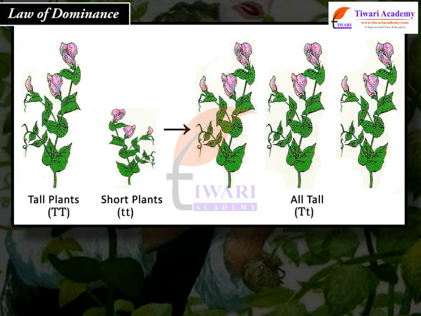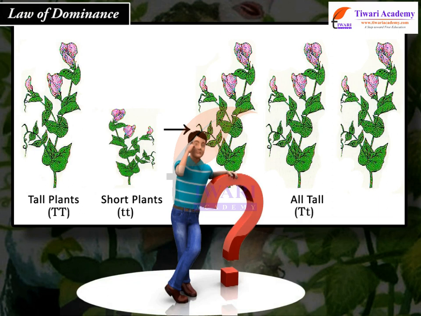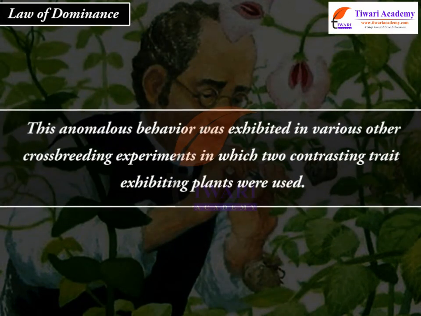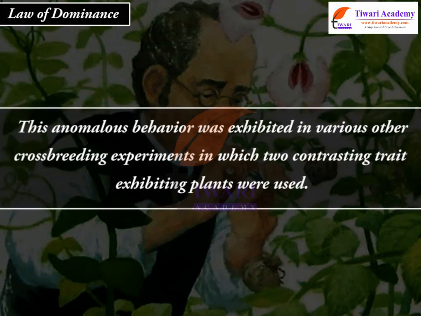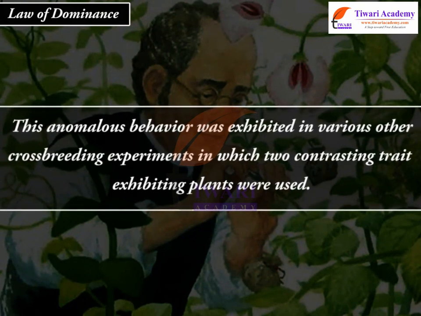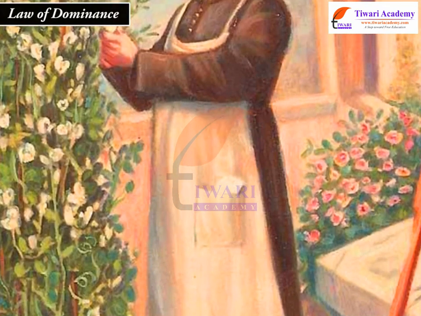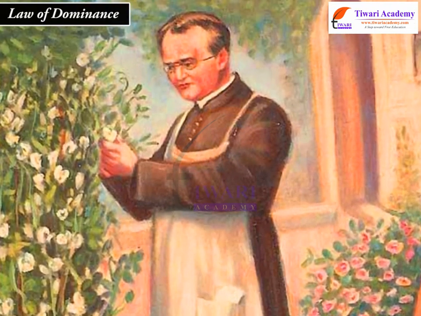However, when he planted these seeds after harvesting, he found that all of the offspring plants were tall. Why was this so? This anomalous behavior was exhibited in various other crossbreeding experiments in which two plants exhibiting contrasting traits were used. So Mendel thought maybe one gene suppressed the other or prevented the other gene from expressing itself.